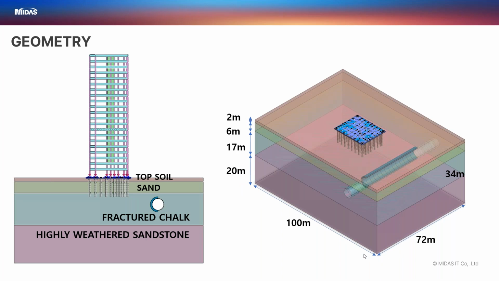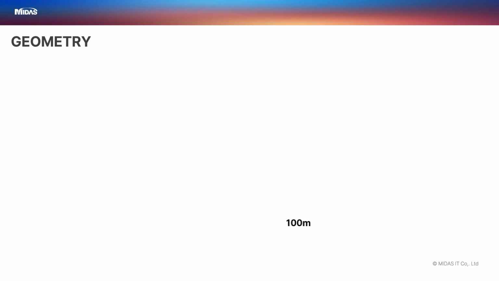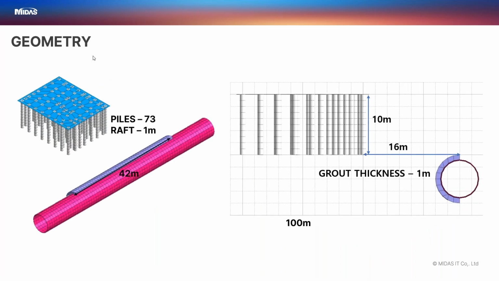Okay, and the length of the model is 72 meters, width being 34 meters. Coming to the geometry of the foundation elements, the raft is 1 meter depth. There are a total number of 73 piles, and the length of the grouted area is around 42 meters along the shield, and the thickness of the grout is 1 meter.